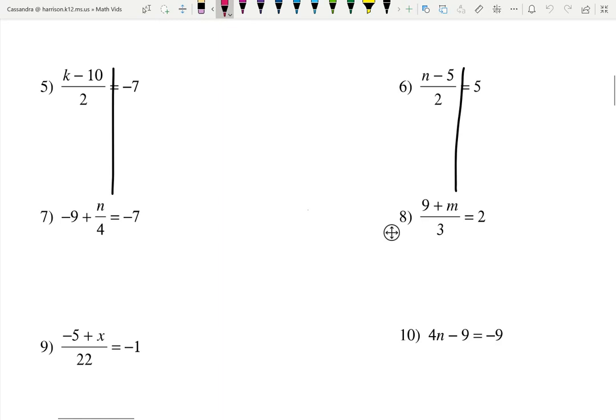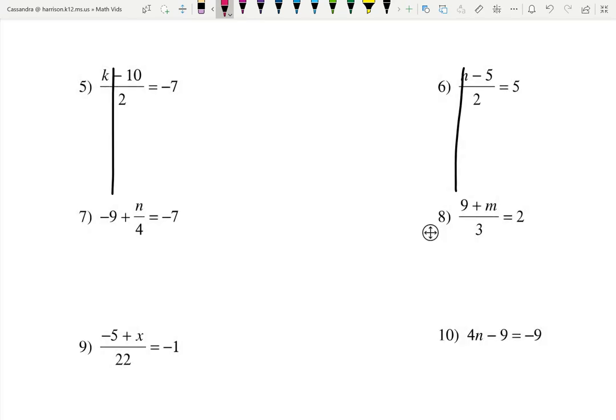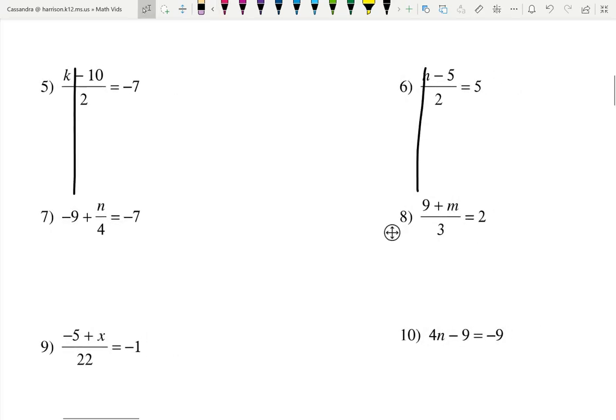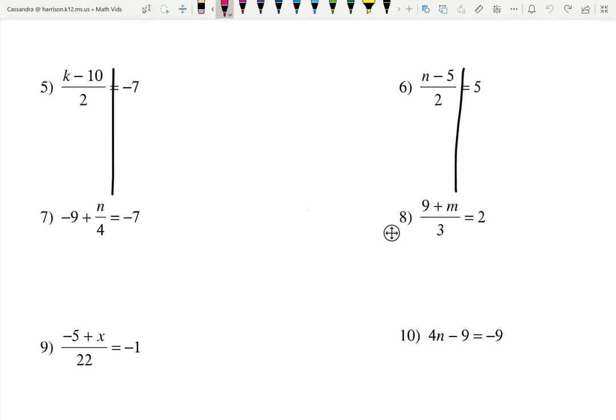Now, in this case, the coefficient, the number being multiplied or divided by k, is divide by 2. K minus 10 is being divided by 2. And then I would ask, how do you get rid of a divide by 2? What is the inverse of dividing by 2? It is multiplying by 2.